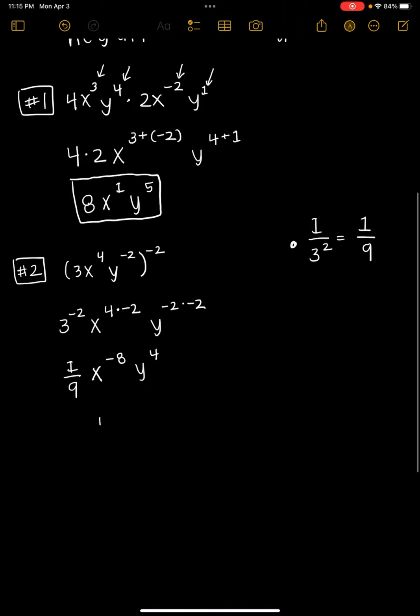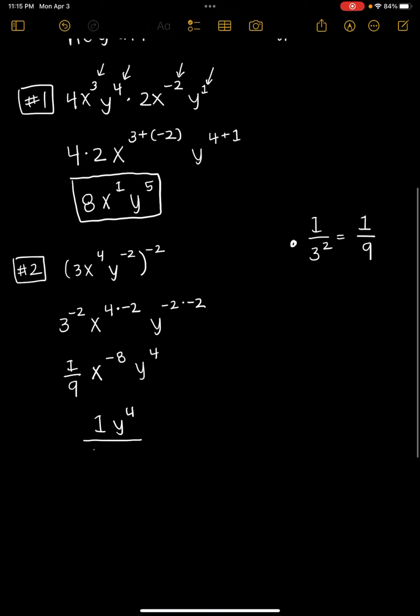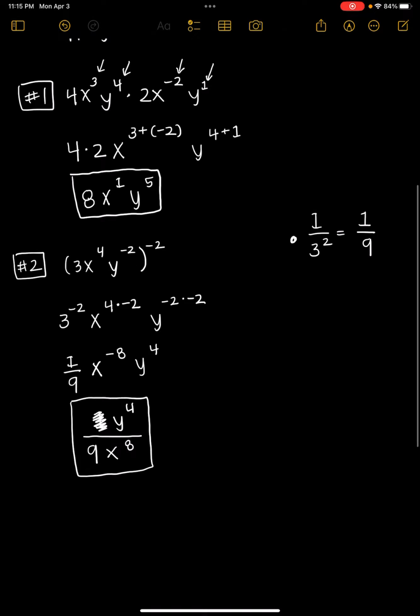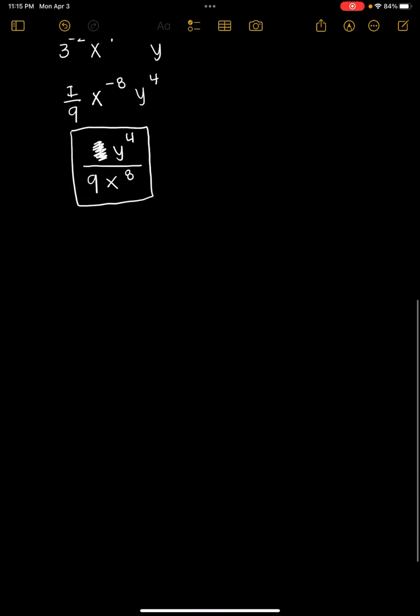So my final answer is 1 times y to the 4th, because that didn't change. We didn't have to move that. And then on the bottom, we have 9x to the positive 8. And this is our answer. And you don't even need this one right here. You could take that away, because 1 times anything is itself. You can take that away. You can keep it in. It doesn't really matter. Okay.